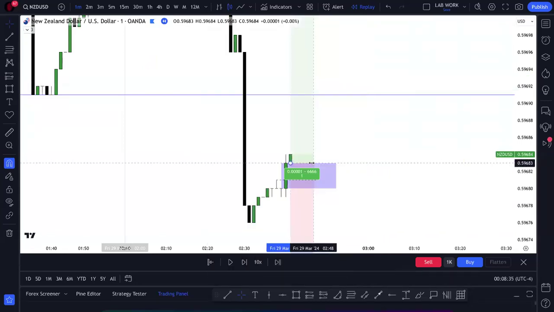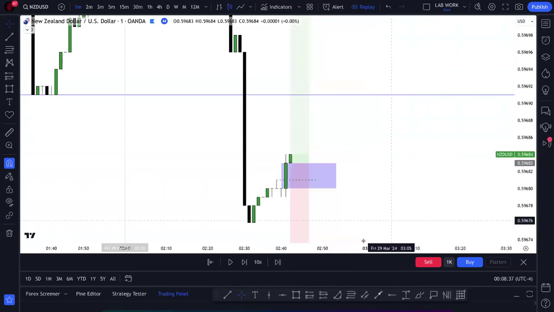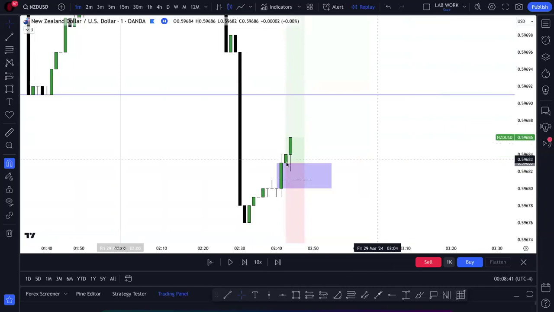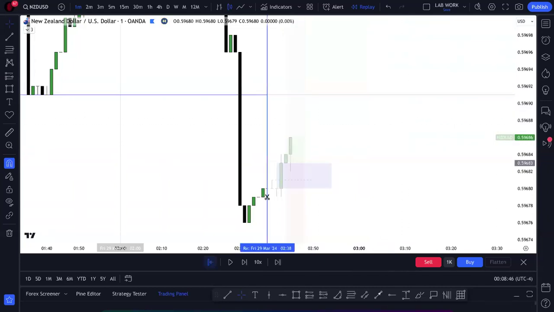That's what we're looking for. So we're looking for price to trade now down into that entry. Let's see if it happens. Next candle, it does. You see it? You see how it traded down and up? At one point in time, that candle was black.